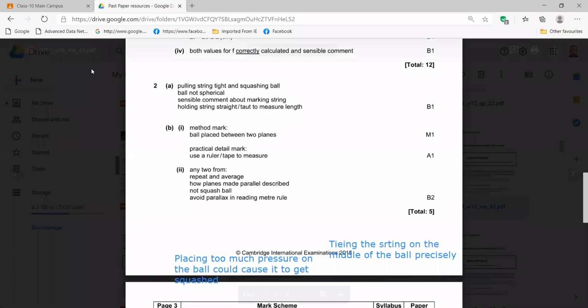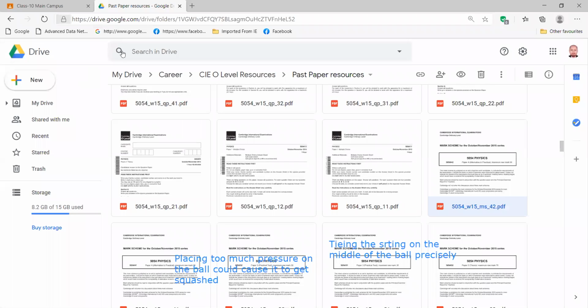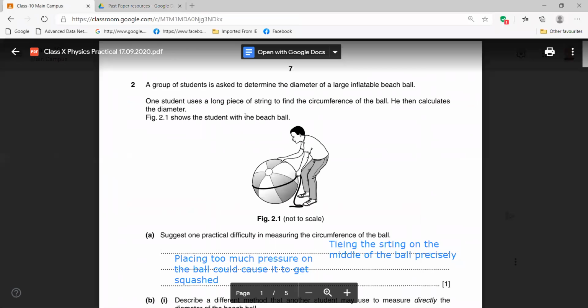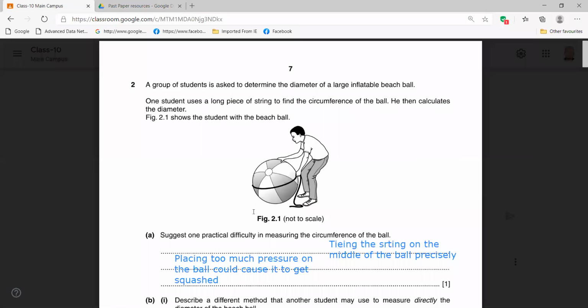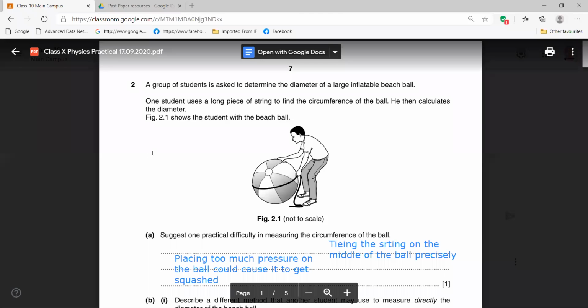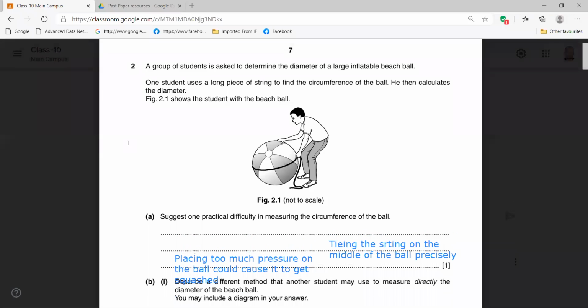The last one is holding string straight out to measure length. That means we can also measure it straight, right? From the ground to the top of the ball, we can set the measuring tape or a meter rule from bottom to top of the ball and measure the height. That is also tough to hold or fix beside the ball. Okay, this part is done. Now we can go to the next one.